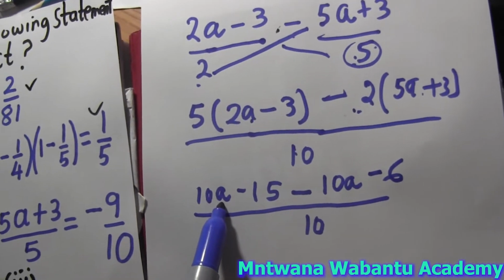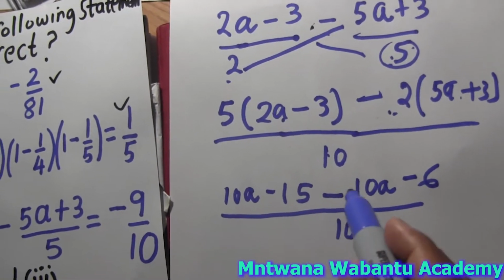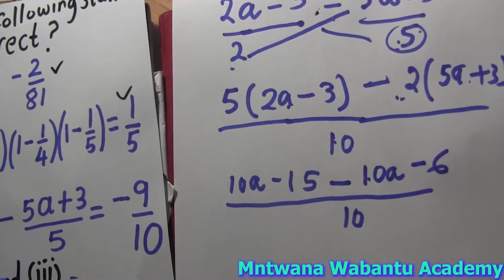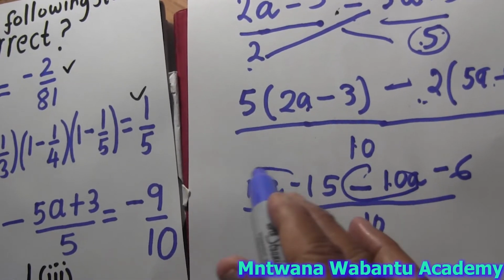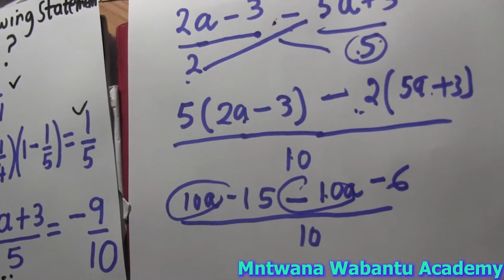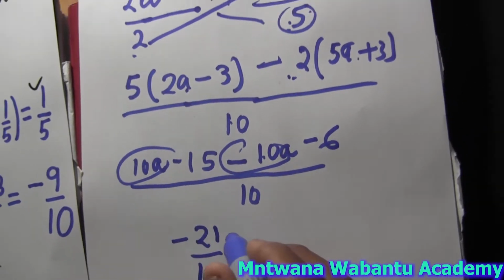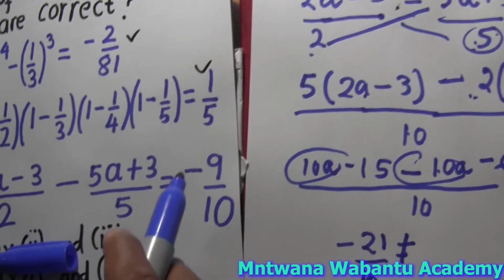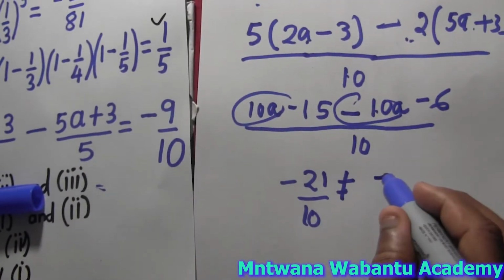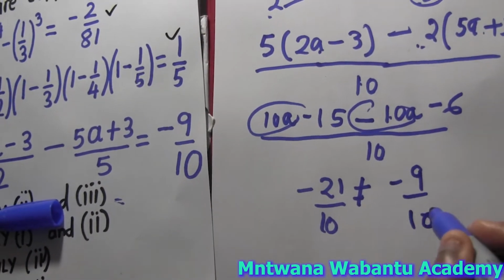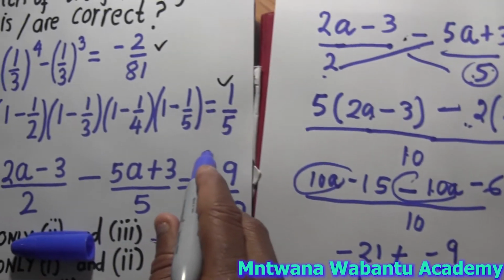10a minus 10a is 0, so this and this cancel out. This is negative 10a, this is positive a. Negative 15 minus 6 is negative 21, so negative 21 over 10. But negative 21 over 10 is not equal to negative 9 over 10. So this is not true.